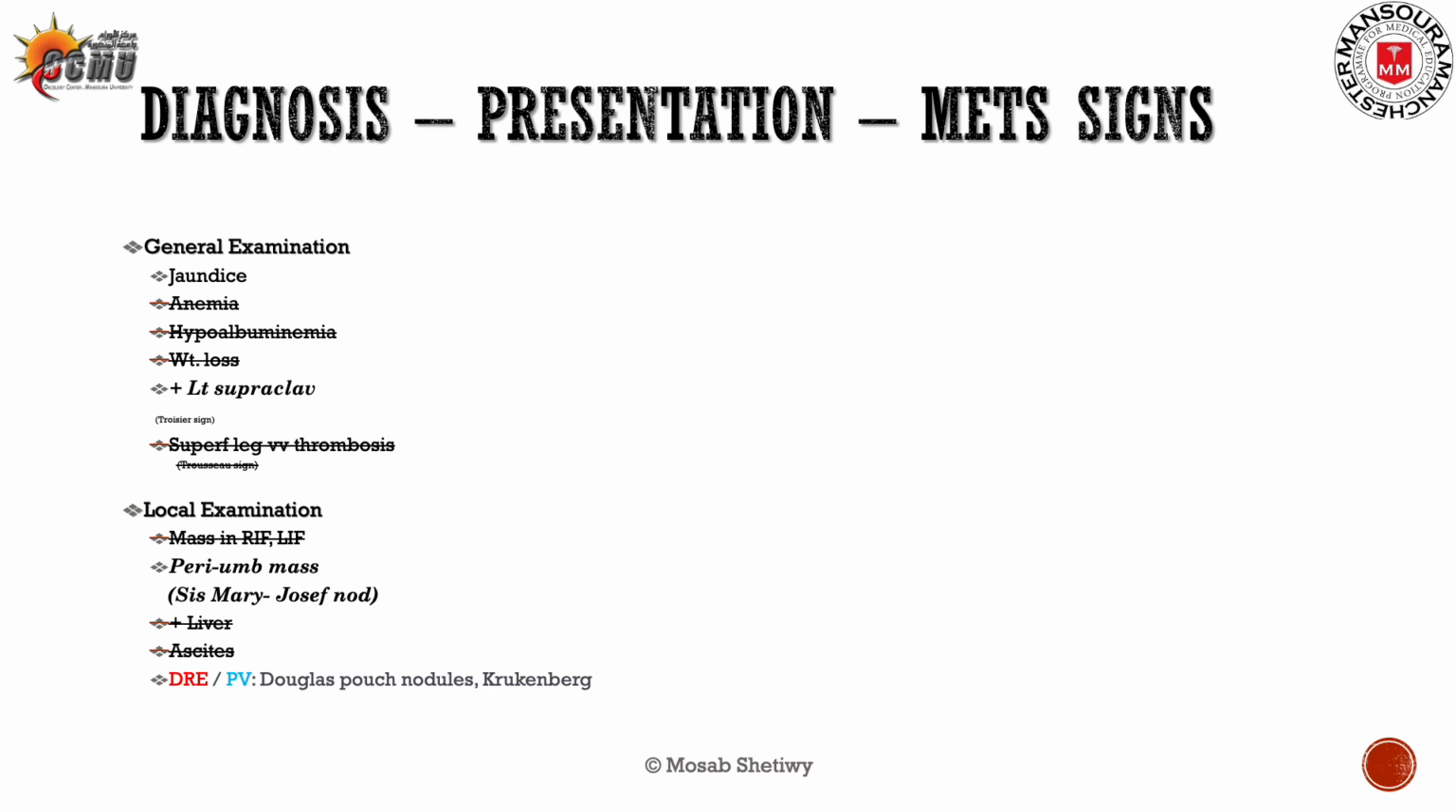Another sign of metastasis is left supraclavicular lymph node enlargement. That's called Troisier sign, which also indicates metastatic disease. Locally, signs of metastasis may include Sister Mary Joseph nodules, which are umbilical nodules, and of course, on digital rectal examination and visual examination you may find Douglas pouch nodules, and ovarian tumors could be felt on digital rectal examination or on vaginal examination.